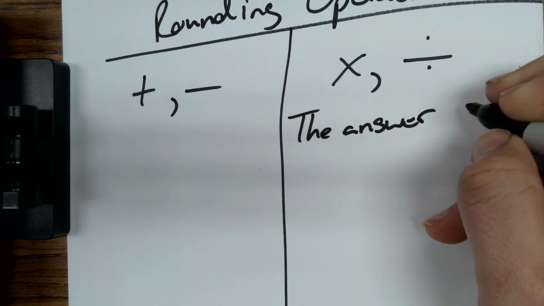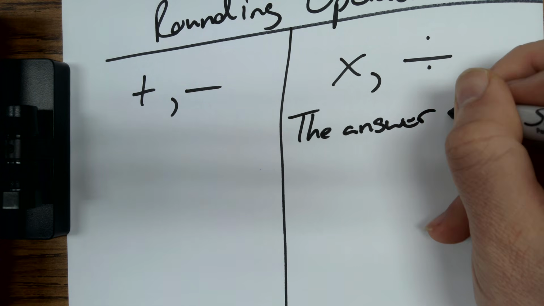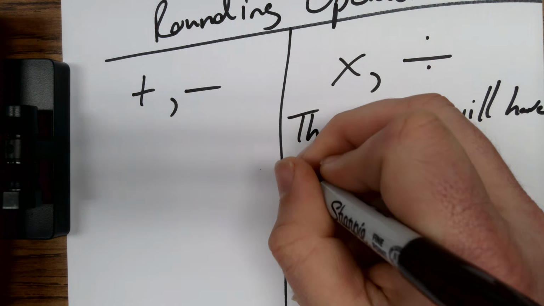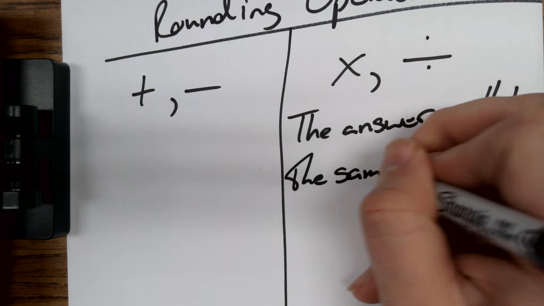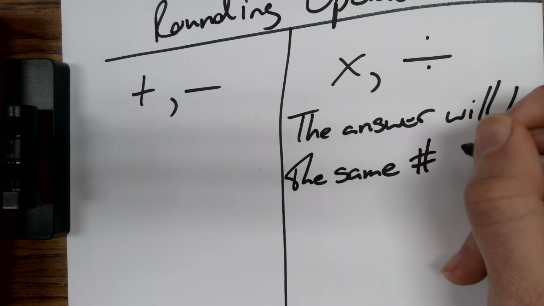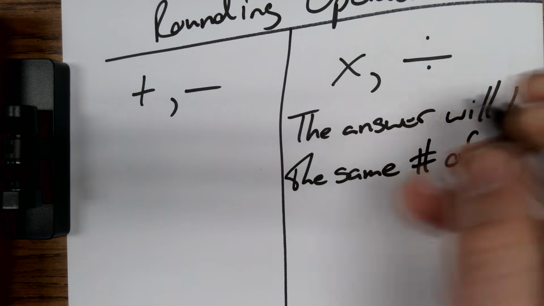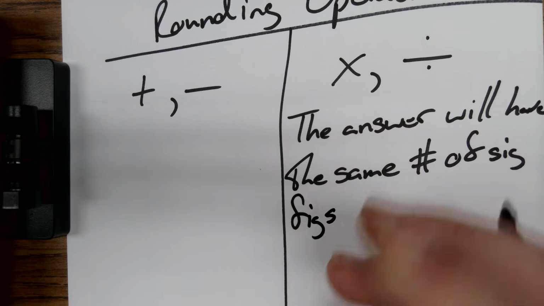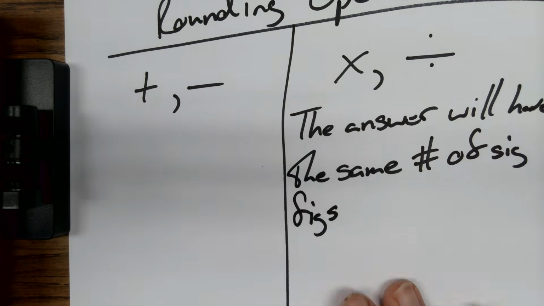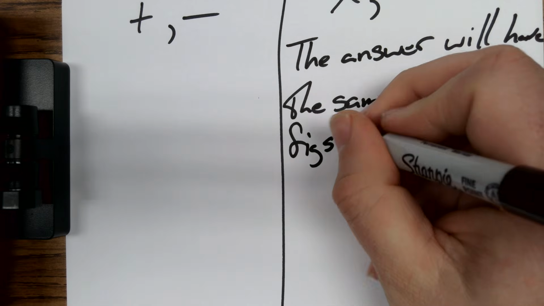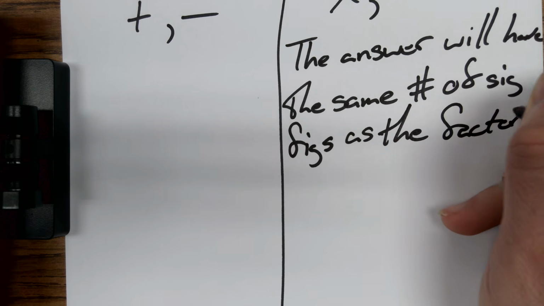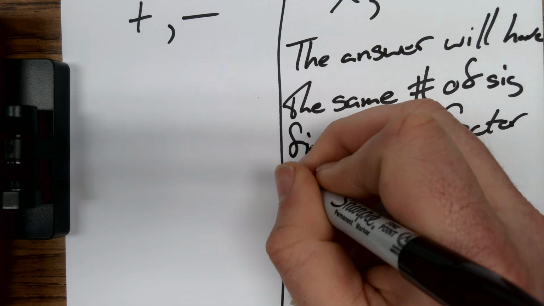The answer will have the same number of sig figs as the factor with the fewest sig figs.